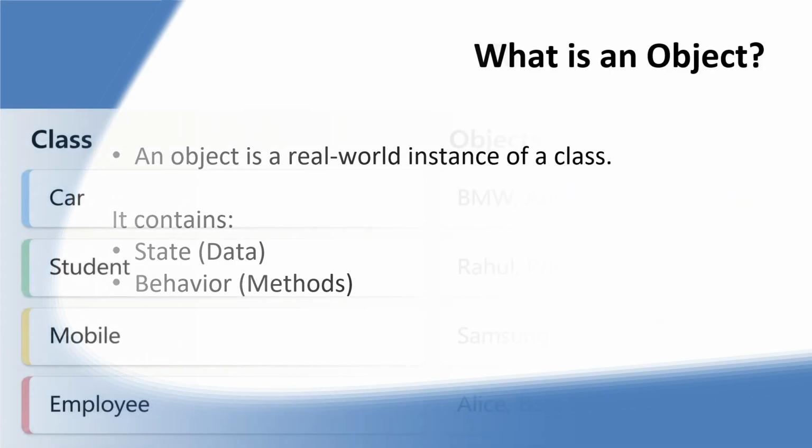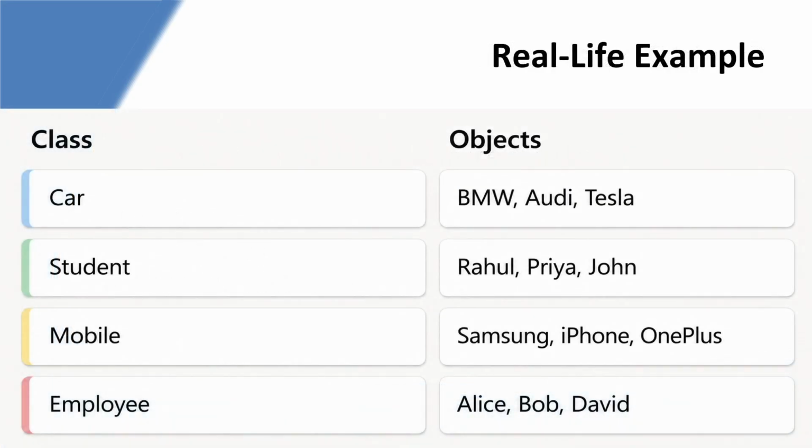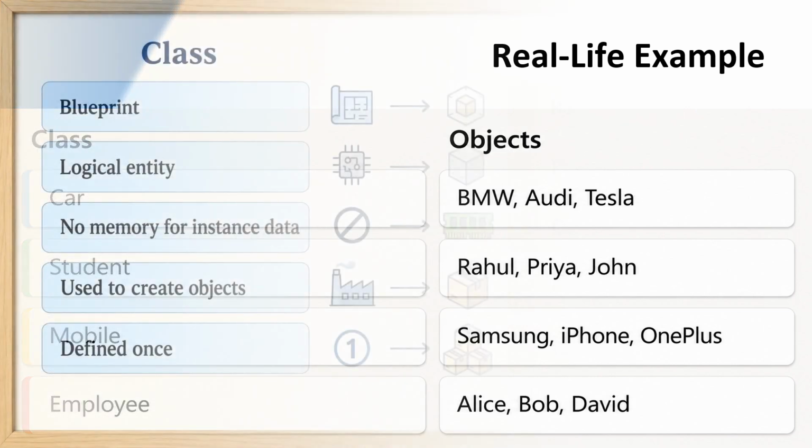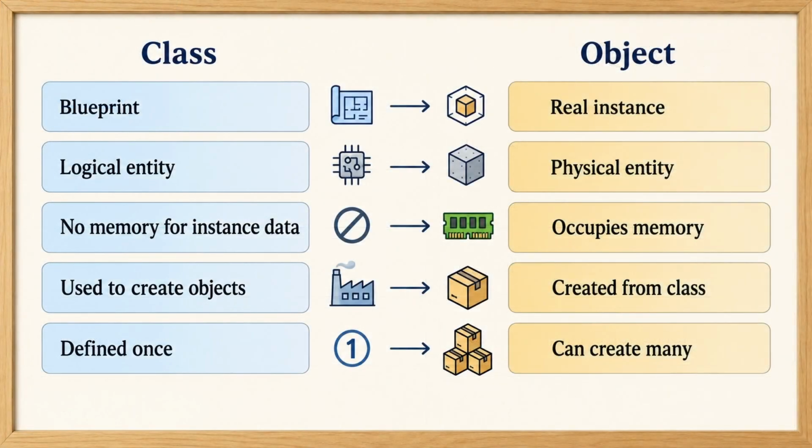So let's see class and object. Remember this difference: a class is only a template. An object is the actual implementation of that template. One class can create 1,000 objects. Since it is a blueprint, with one class we can create 1,000 objects.